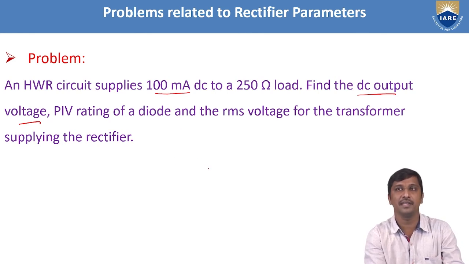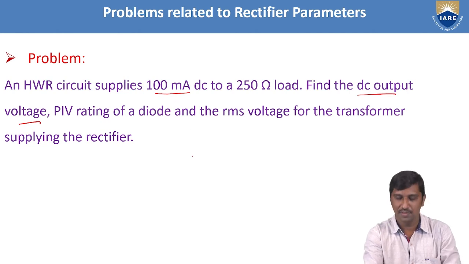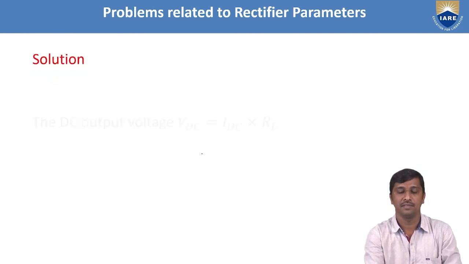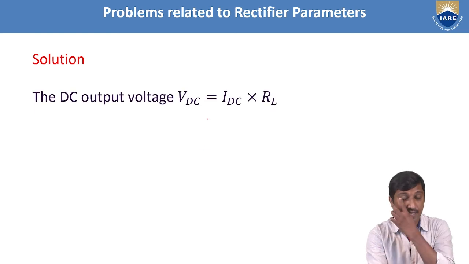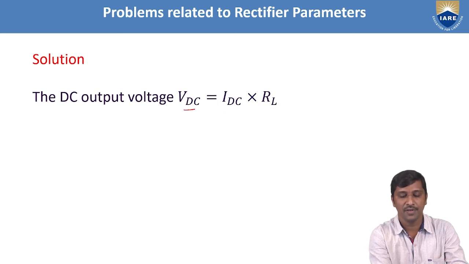So we need to write this DC output voltage with respect to the IDC value. Here I am writing VDC with respect to your given specifications, IDC, along with your load resistance. V is generally the product of current and resistance. Hence, here we are going to calculate this DC output voltage, so we need to consider the DC current along with your load resistance.